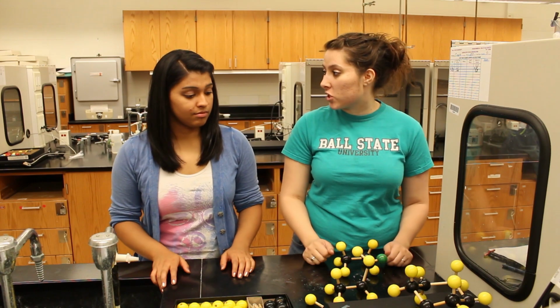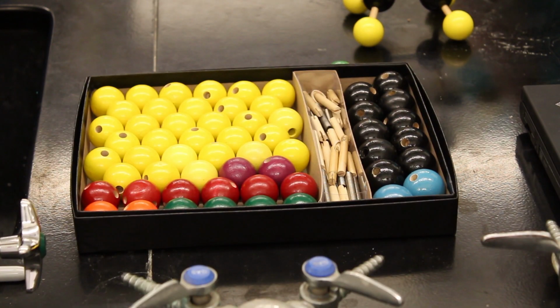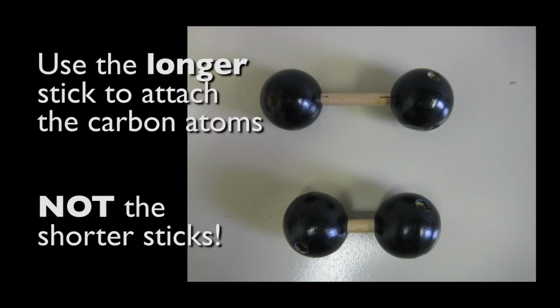So, what's first on the agenda? First, you'll need to obtain a molecular modeling kit from the chemical and equipment cart, and then you will use the key in your lab manual to build propane, C3H8.